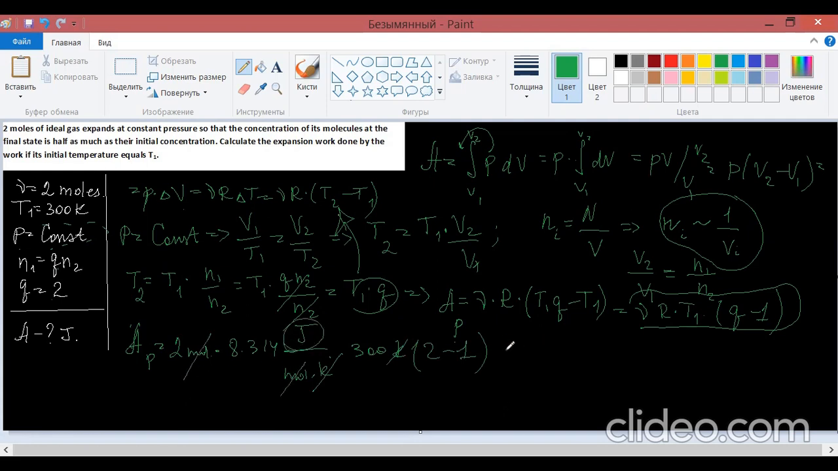We've got 100 joules, and this is what we actually need. So if you get armed with a calculator, it will tell you that the numerical value to this problem is 4,988.4 joules. And this is the answer. Okay, thank you.